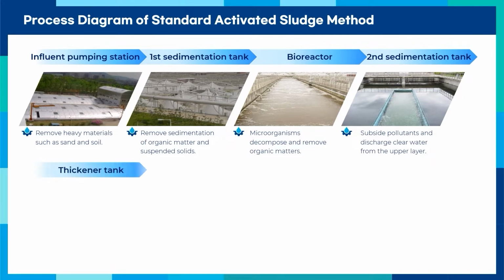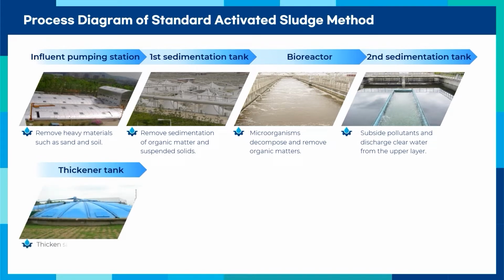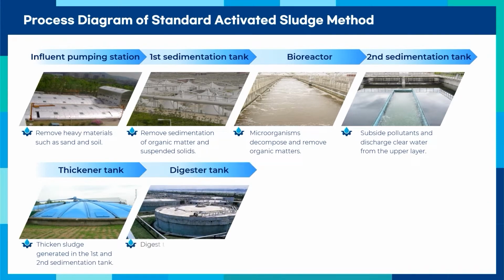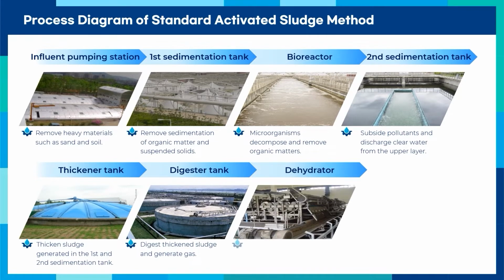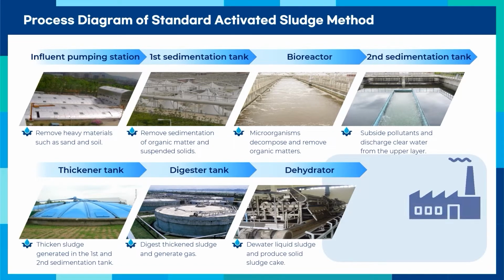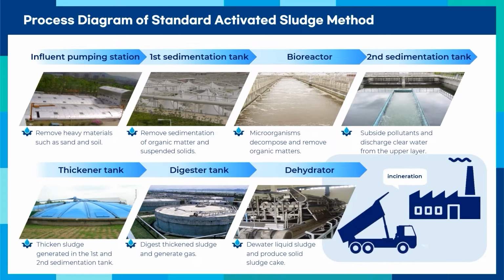The amount of sludge produced by primary and secondary sedimentation is reduced in a sludge thickener. Then the thickened sludge is digested and gas is produced. Finally, the liquid sludge is conveyed from the sludge thickener for dewatering to produce solid sludge. Please note that the sludge cake produced is disposed of outside the plant through incineration or solidification.